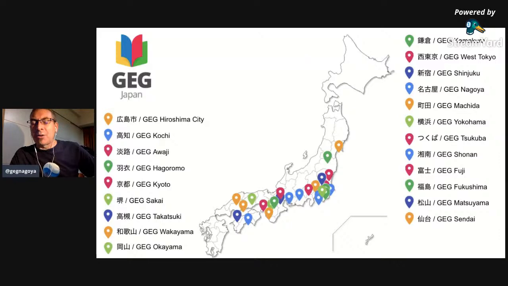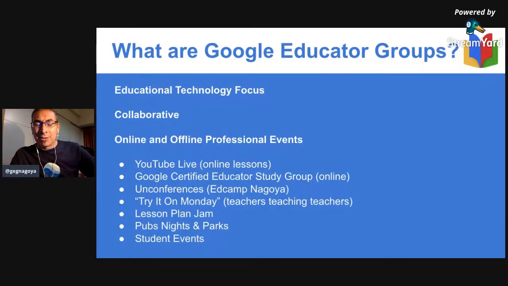So there are so many GEGs around the country. Google Educator Groups, really, what are they? We are groups of volunteers, believe it or not. We're supported by Google, but yes, we are volunteers. We love educational technology, so that is our primary focus. But we see technology as a tool for learning, not as the be-all, end-all for learning. So we're a collaborative group. It's not always us who are presenting. We have other guest presenters join us for a variety of different events.